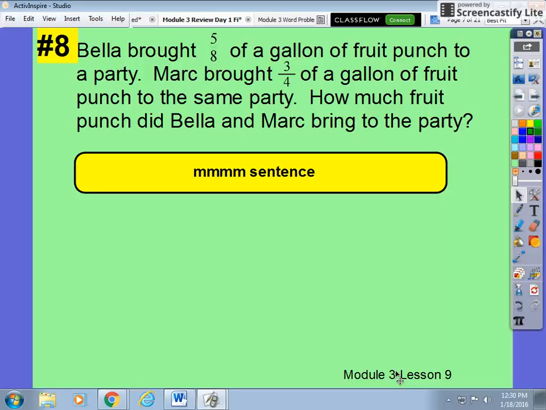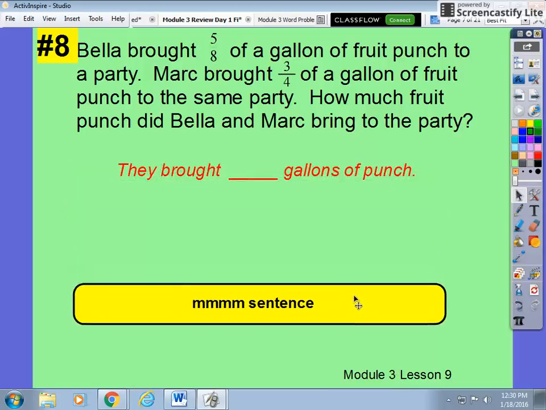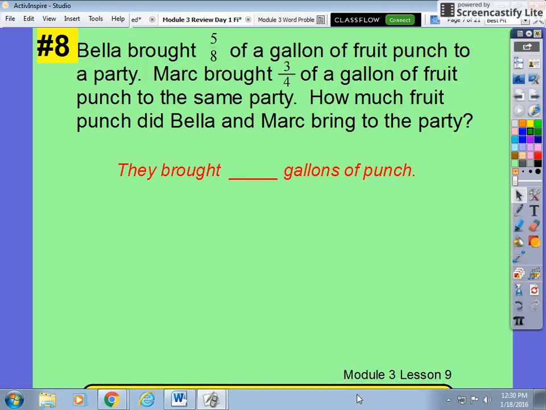So we need to start off with our sentences. And you can see that I have a sentence of, they brought gallons of punch. So now I need to decide what it is that I need to do to solve this problem. So when I look at this and I think about how much Bella brought and how much Mark brought, I can recognize that this is a part-whole model for a tape diagram.